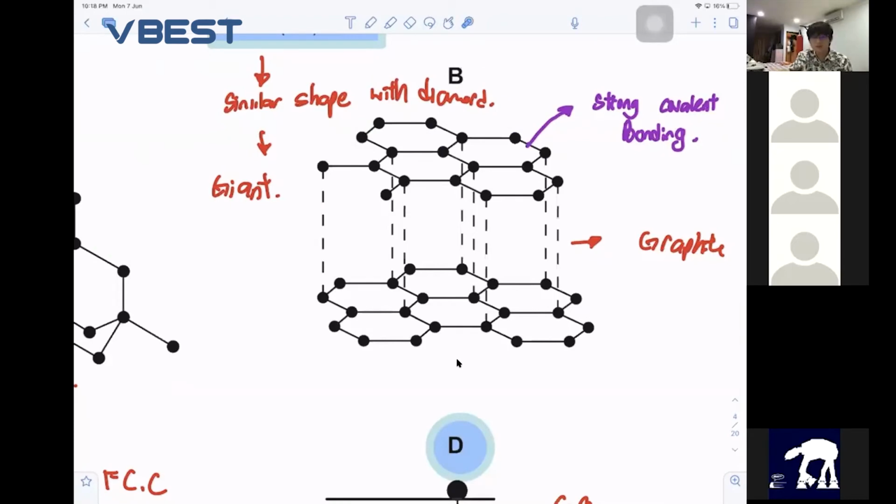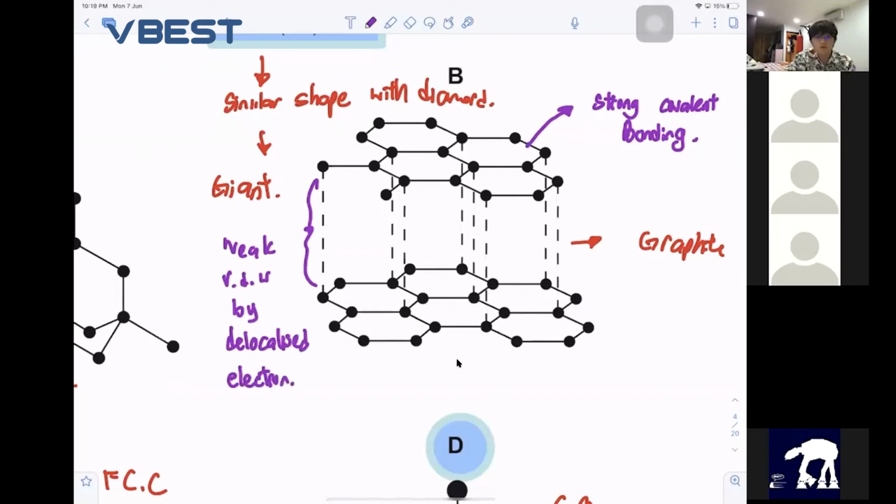So in between them, it's weak. Weak intermolecular forces, we call them van der Waals forces of attraction, by your delocalized electrons. So, due to the fact that they are weak, graphite can slide. I just showed you a perfect example. Just imagine you are stacking pieces of paper together. In between the paper is slidable, slippery. But the same layer is so damn strong. It's like me. Strong, bro.